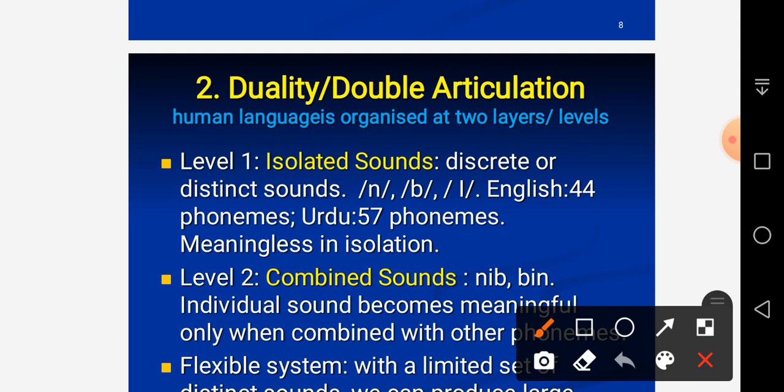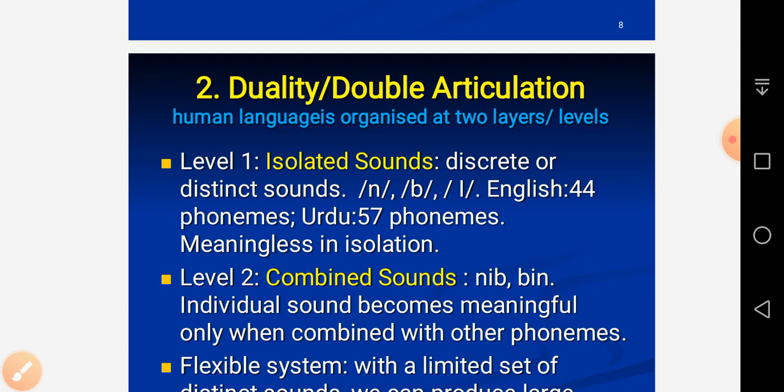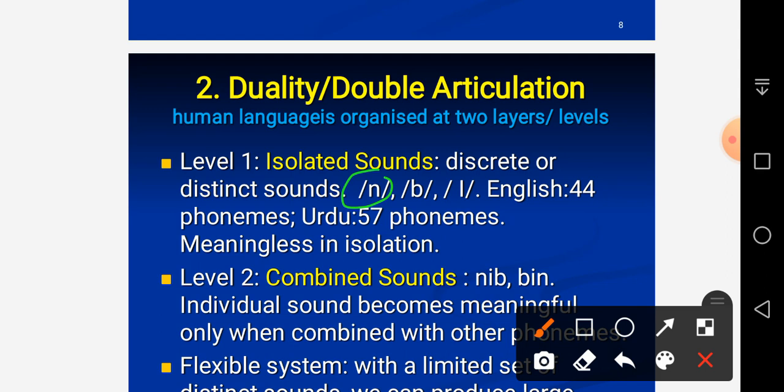Like we can say, these are English sounds, and English has basic sounds known as phonemes, 44 phonemes, okay, and Urdu has 57 phonemes. These phonemes, these basic sounds, are meaningless in isolation. Like, it doesn't give any meaning when we say pha, or we say b, like be in Urdu, or b in English. So they don't have any meaning.